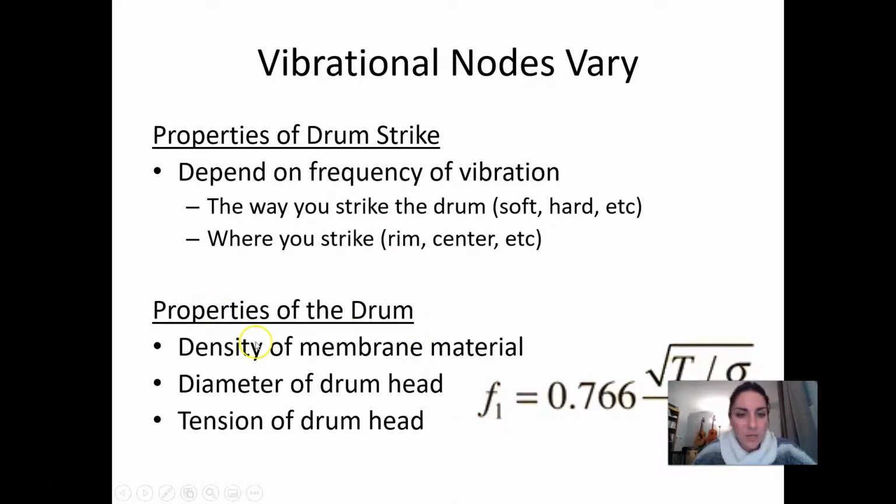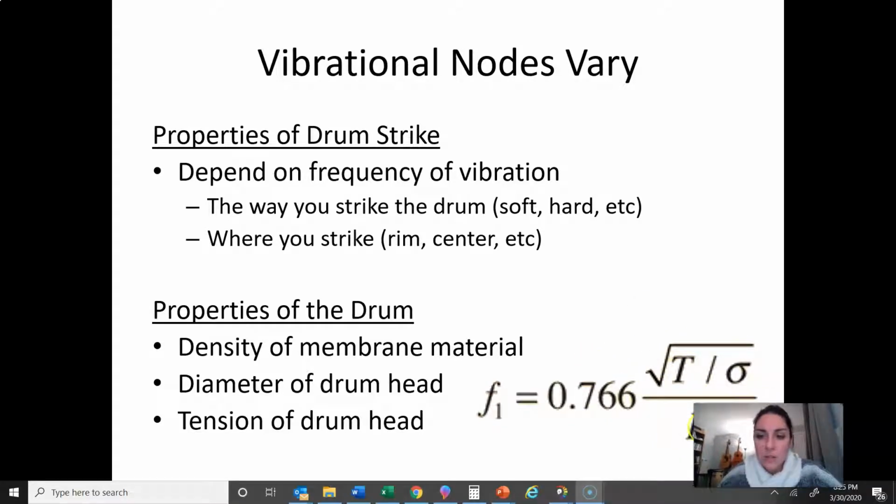And of course, the density of the material, the diameter of the drum, and the tension of the drum all contribute to how the drum sounds. Once again, we're not going to talk about it mathematically, but it can be measured here. As you might imagine, D is on the bottom, so the bigger the diameter, the lower the frequency. So bass drums are low. The higher the tension, the higher the frequency, and the more dense the material, the lower the frequency.